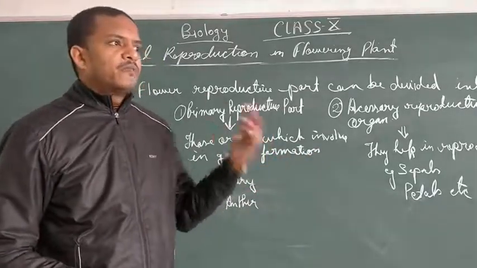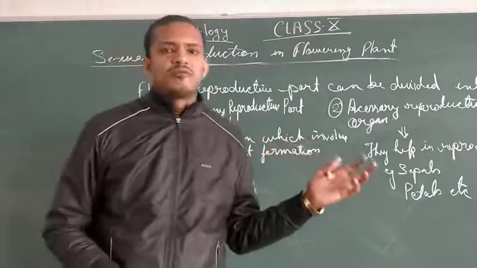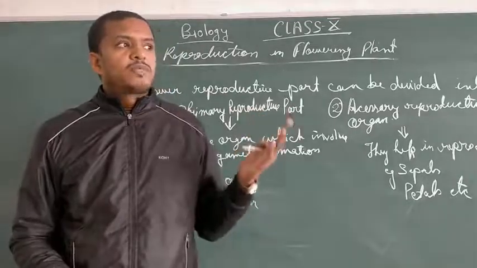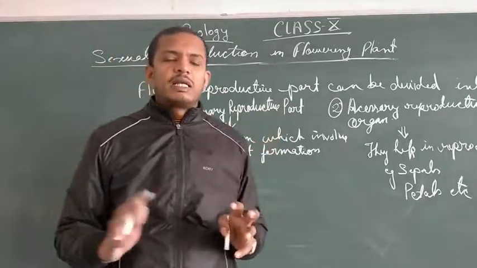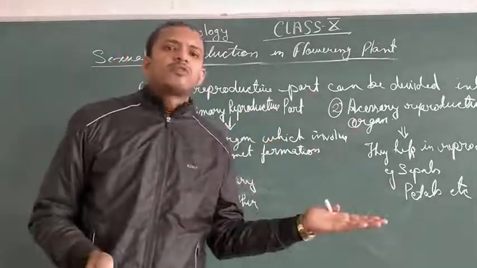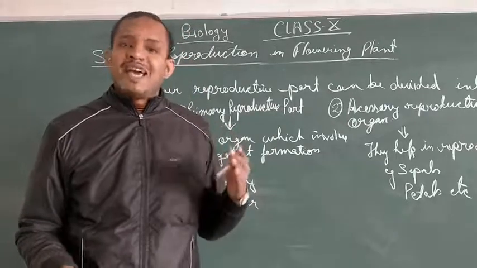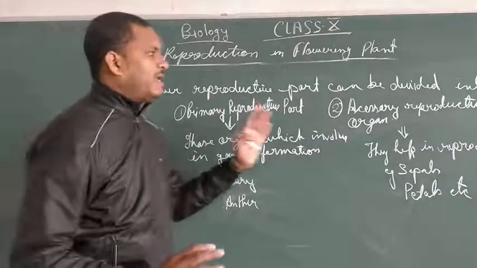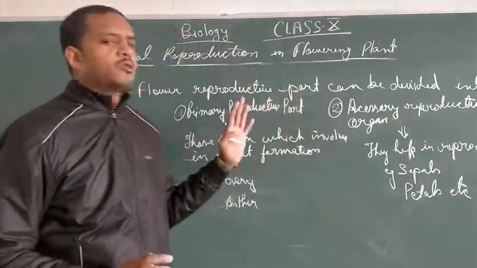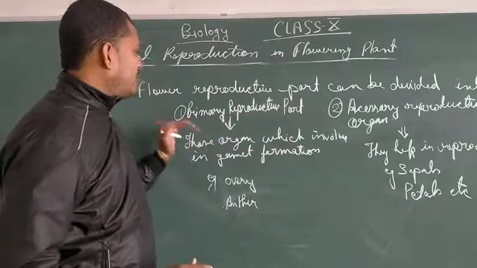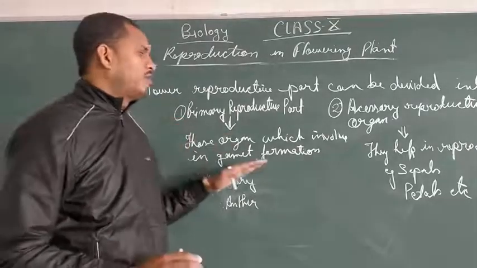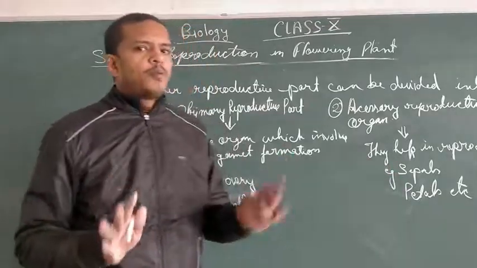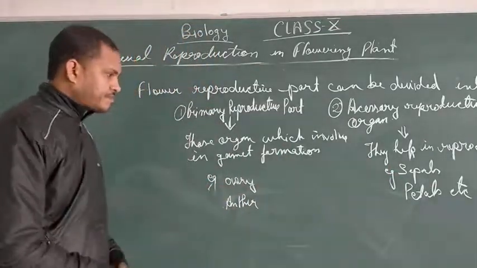Because of the color of the flower, the petals attract the insects. And because of the insects, the pollen attaches to their body, then they transfer it to other flowers. So in this way they help in reproduction. So I told you that the primary reproductive part and the accessory reproductive part, which is also known as secondary. These are involved in the formation of gametes, and these help in reproduction. Hope you understood till here.